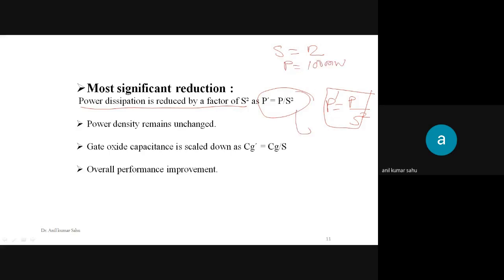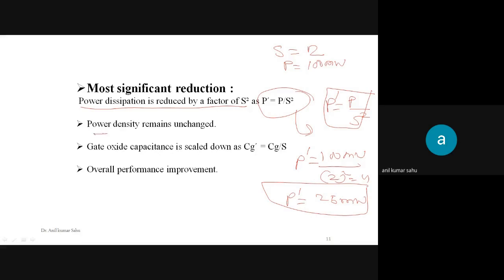So after scaling by S equal to 2, the power becomes what? This is 100 milliwatt, and this becomes 2 pi square, which means it is a 4. So now, after scaling, this same device will reduce the power consumption to 25 milliwatt. So this is the added advantage of scaling, right?